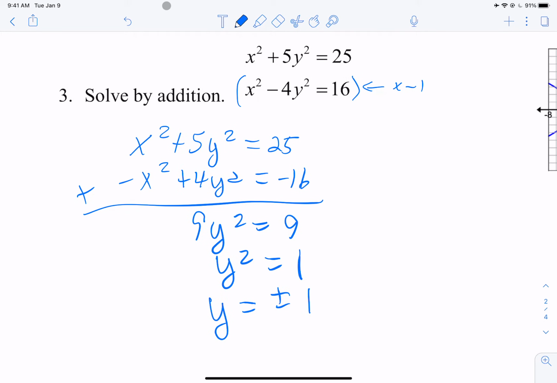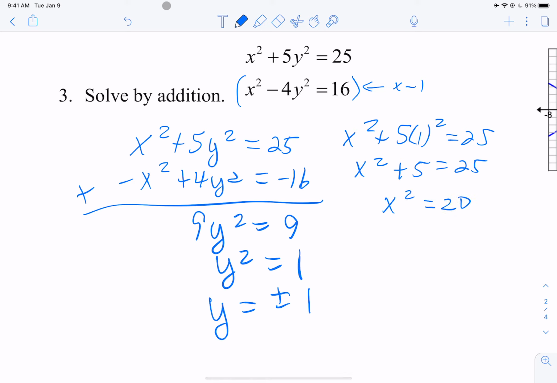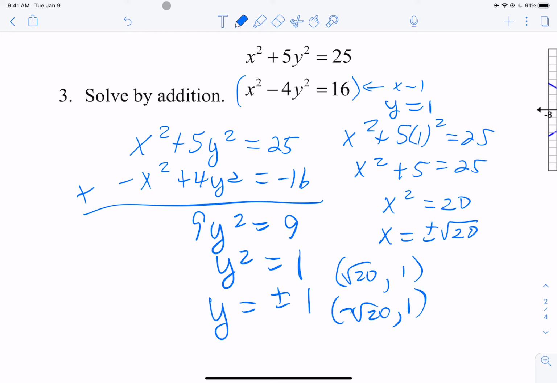If I put in a positive one, I'm going to get x squared plus 5 times 1 squared equals 25. And so I get x squared plus 5 equals 25. I'm going to subtract 5 from both sides because you want to get that x squared alone. So we get x squared equals 20. And then I got to take off the square by square rooting. And so I get x is plus or minus the square root of 20. Well, what does that mean? Now remember, I plugged in y equals 1. So that means when x is square root of 20, which we should reduce, we'll deal with that in a minute, y is 1. Or when x is negative square root of 20, y is 1. So we got 2 points out of that.